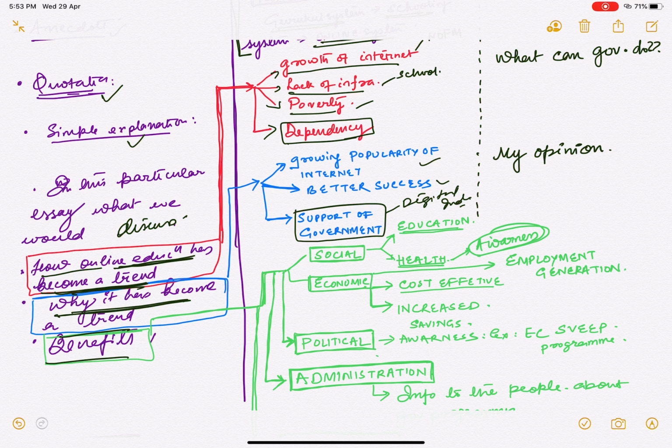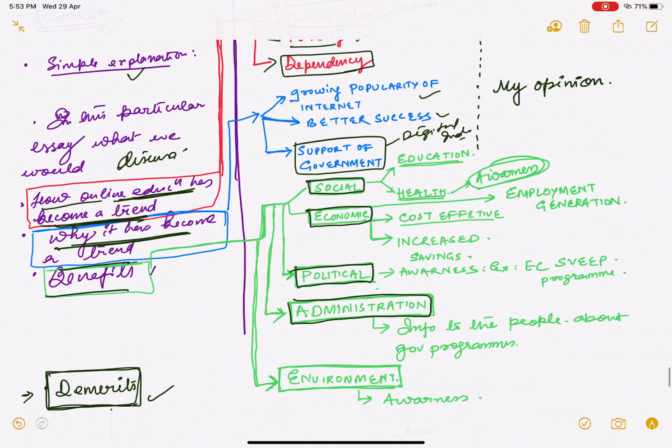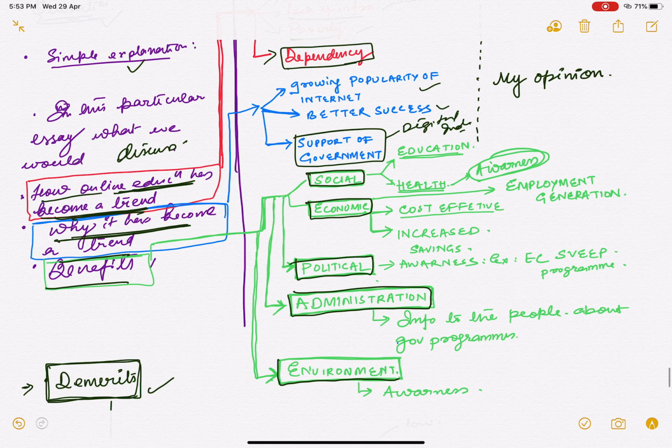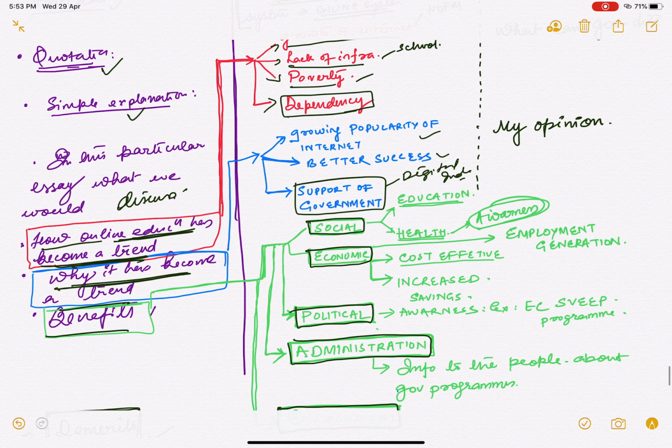Within the benefits, again, I will analyze what are the social benefits, what are the economic benefits, what are the political benefits, what are the administrative benefits, and then what are the environmental benefits. Within the social benefits, we have education and we have health. Obviously, the biggest social benefit is that it provides education. You have to write this in the most common understanding, that the biggest benefit is that it is providing education itself, and nothing can be bigger than that.